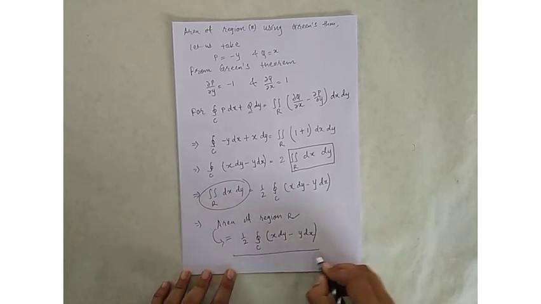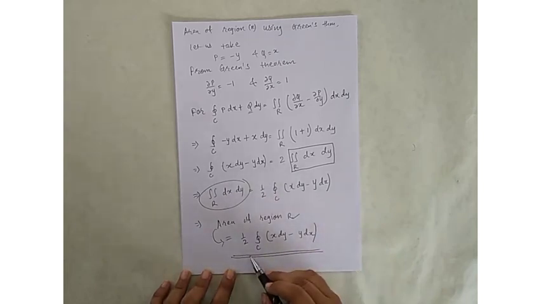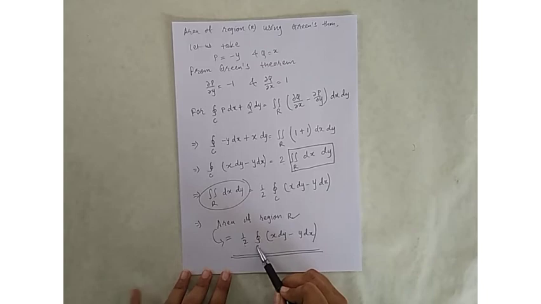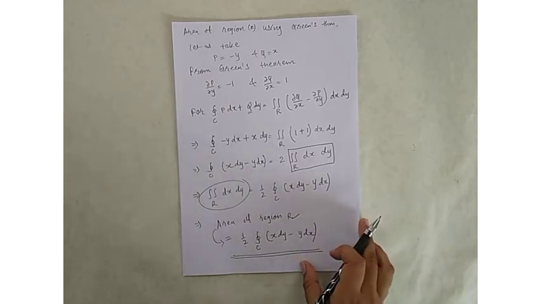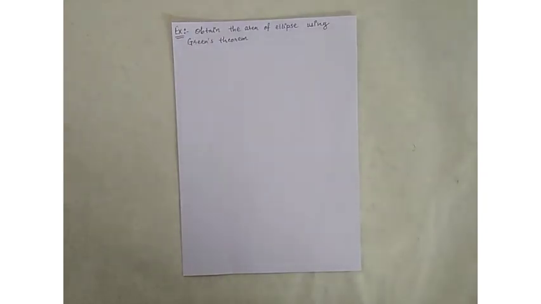So please remember this formula: the area of region R is 1 by 2 integration over smooth closed curve C of x dy minus y dx. We are using this formula in our example. So the next example is given over here: obtain the area of ellipse using Green's theorem.